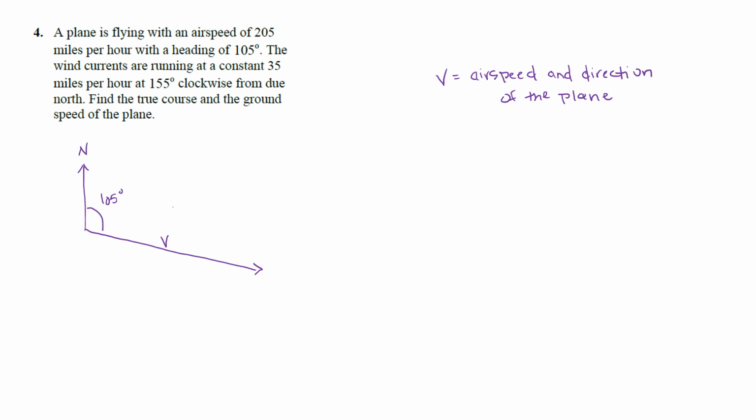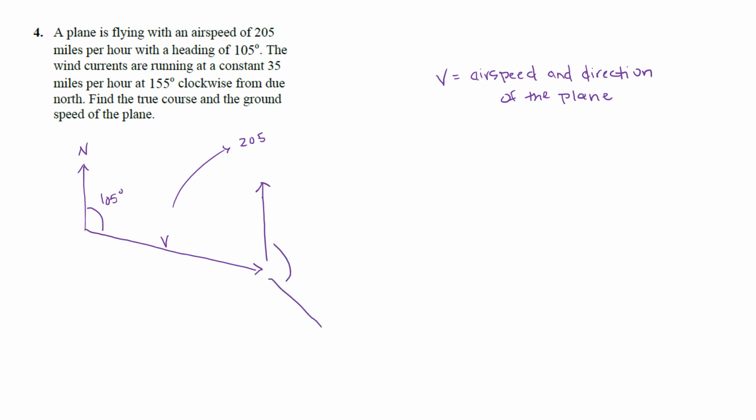All right, and we know V is 205. Okay. Now the wind currents are running at a constant 35 miles per hour at 155 degrees clockwise from due north. So the wind affects the speed of the plane, okay? And it is moving at a constant 35 miles per hour at 155 degrees clockwise.